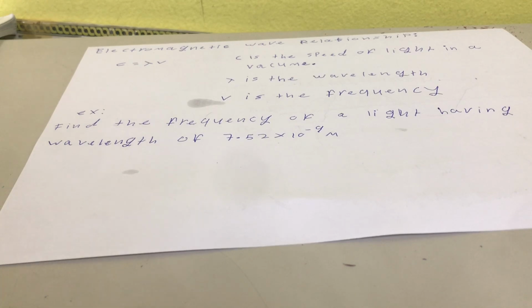Electromagnetic wave relationship. There's a formula which is C equals lambda times V, which is frequency, or you can say F instead of V. Now lambda represents the wavelength. Here, C is the speed of light in a vacuum, and lambda is the wavelength, and V is the frequency, as I said.